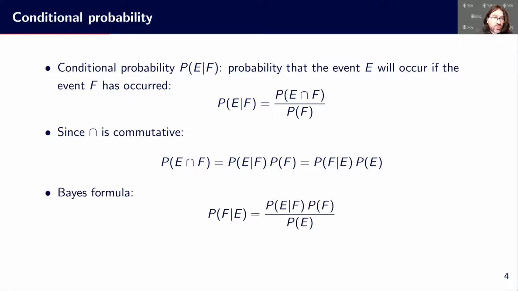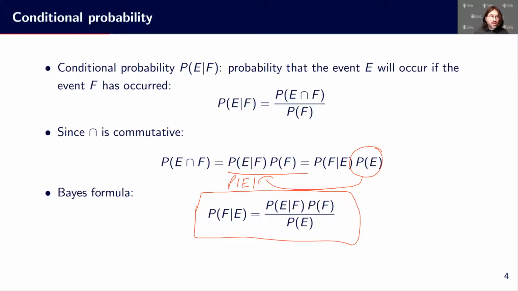And so the Bayes formula here is basically taking this, getting that part on the other side. So we are dividing by P of E. This gives us the Bayes formula here. So P of F given E is equal to P of E given F times P of F divided by P of E.